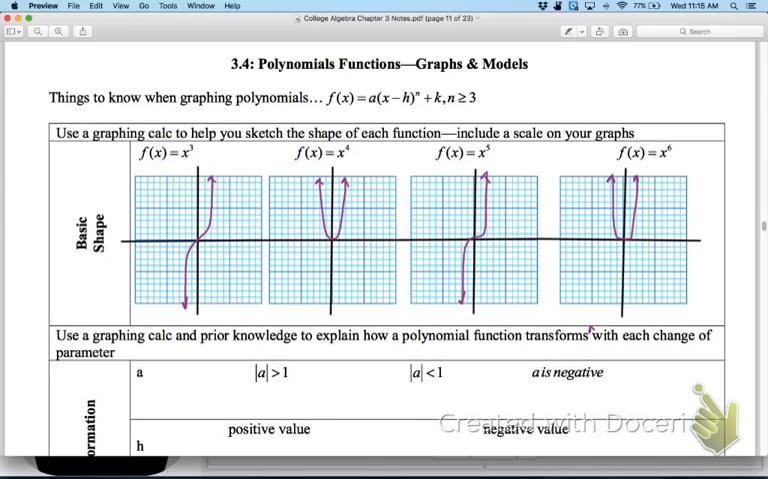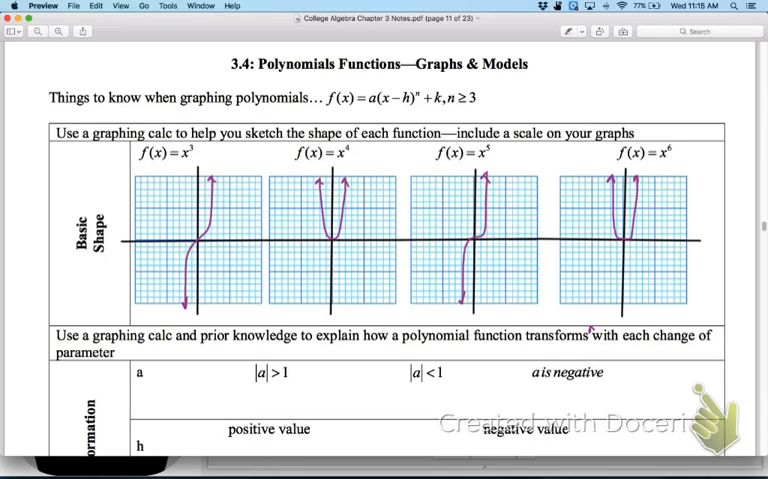What I want you to notice is that all of the ones that had odd powers, and you can include x to the first in there because we know what that looks like, that's a line, the arrows go in opposite directions. On one side it's going up and on one side it's going down. And all of the ones that have even powers, and again include a parabola in that, both of the arrows are pointing the same direction. That's kind of an important observation to make there.